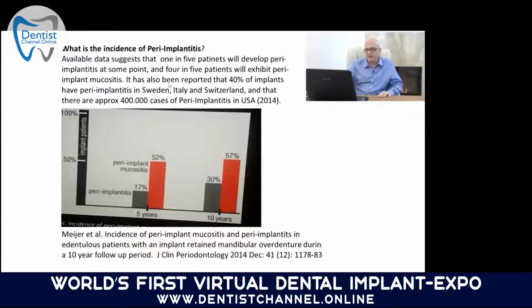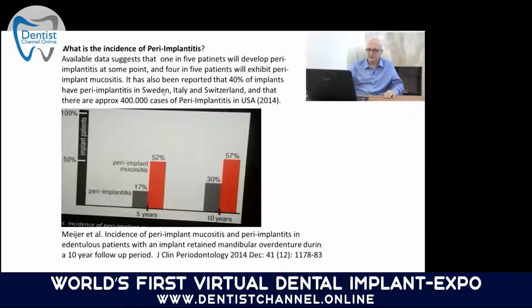They write here that it also has been reported that 40% of the implants have periimplantitis in Sweden, Italy, and Switzerland. I mean, 40%, it's a real big amount. And that there are approximately 400,000 cases of periimplantitis in the United States of America. Now, the second part of the sentence is very difficult to evaluate because you don't know how many implants have been put. This can be 400,000 out of 500,000, which would be a big number. It can be 400,000 out of 40 million, and then you would say, oh, okay, this is not a big problem. So this second part of the sentence doesn't give us a lot of information, but 40% of the implants have periimplantitis. This is really a big number.